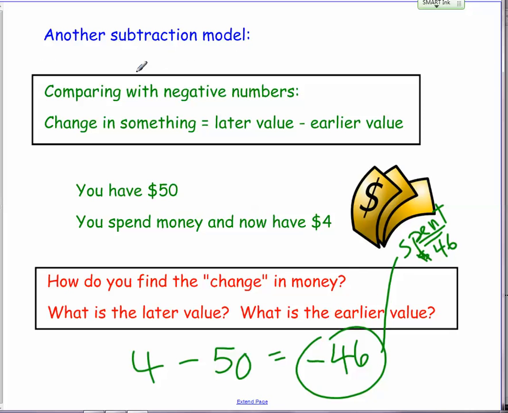And then another subtraction model is the change in something. And to find the change in something, you always take the later value and subtract the earlier value. So my earlier value was $50, and then I spent some money. And now I only have $4 left, and I want to know the change in the amount of money I had. Well, my later value is $4. I subtract my earlier value, and what I get is a negative 46, which tells me I spent $46. That was my change, a spending of $46.